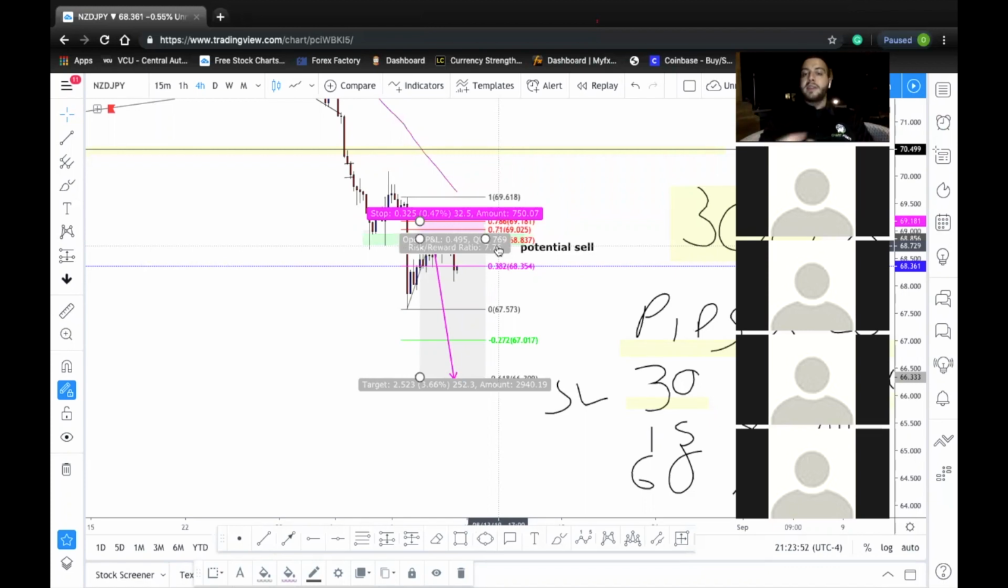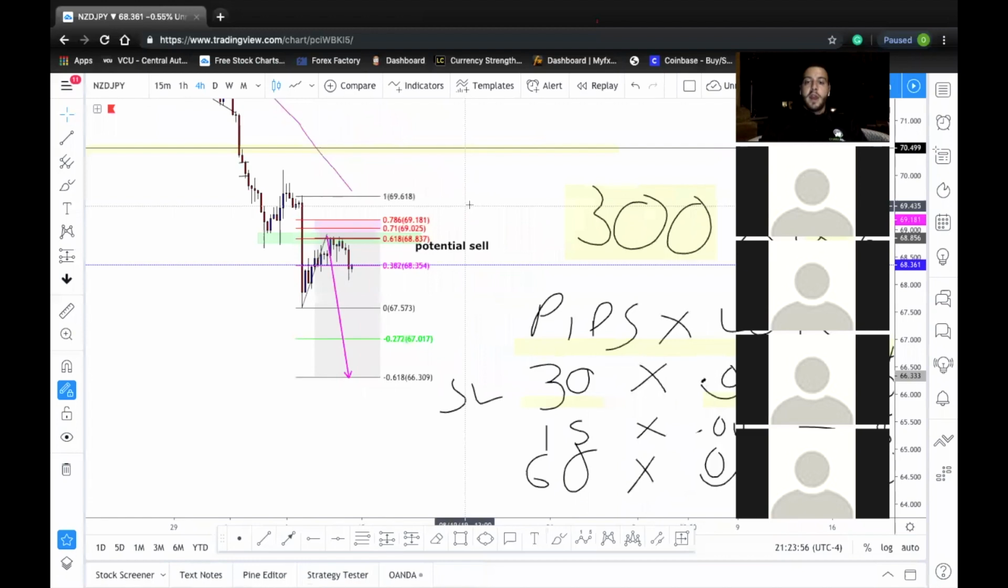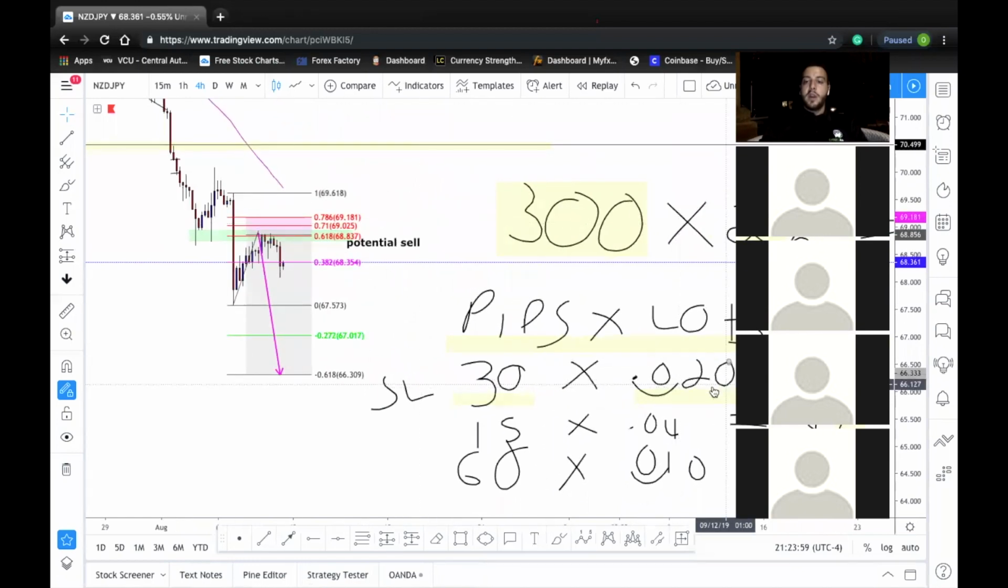So all the math is done, guys. All the guesswork is done. If you know that it's 30 pips, and you know that you can only risk $6 on your account, you know that you need to throw a 0.02 lot size.